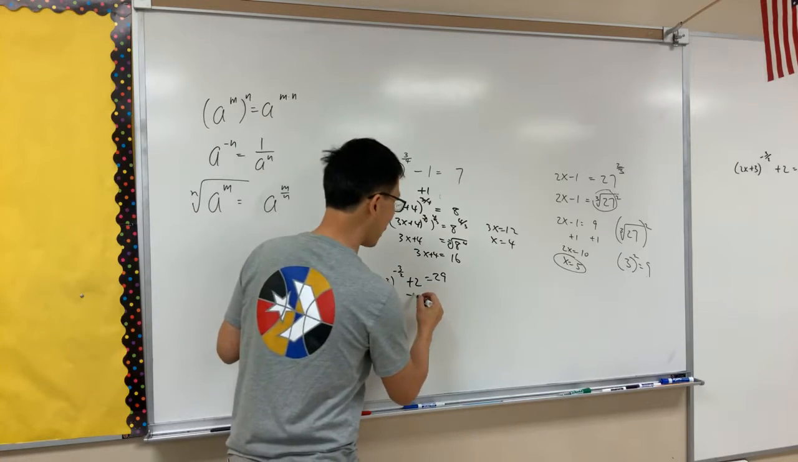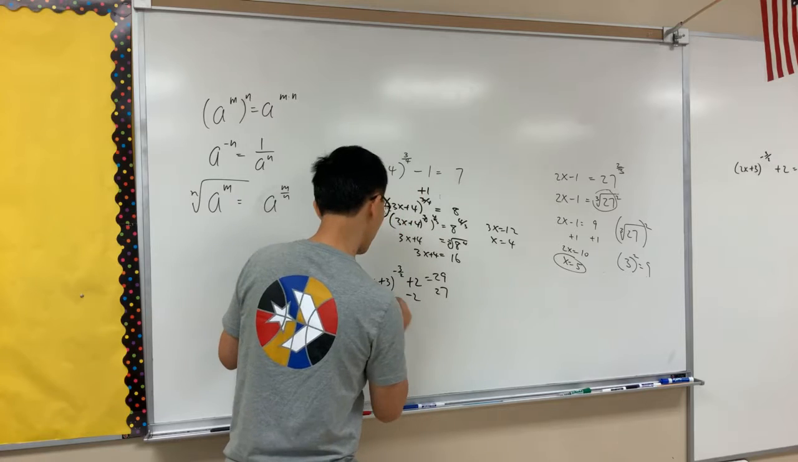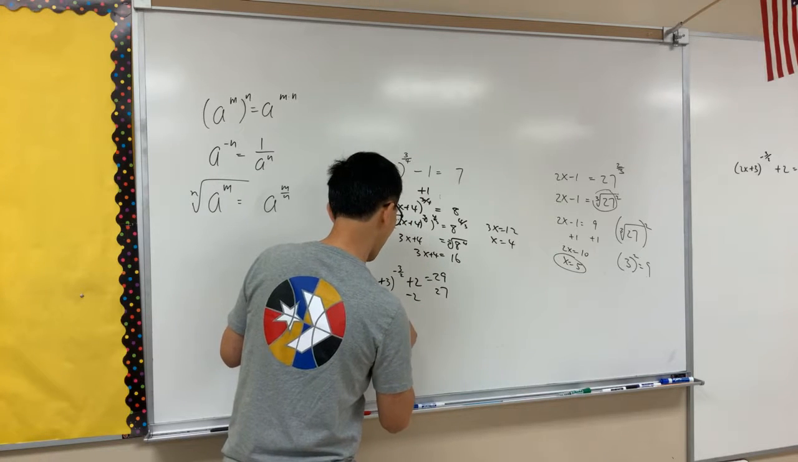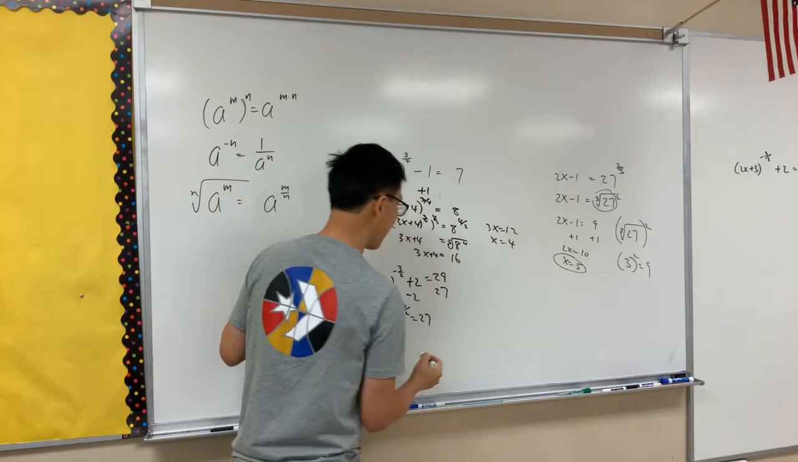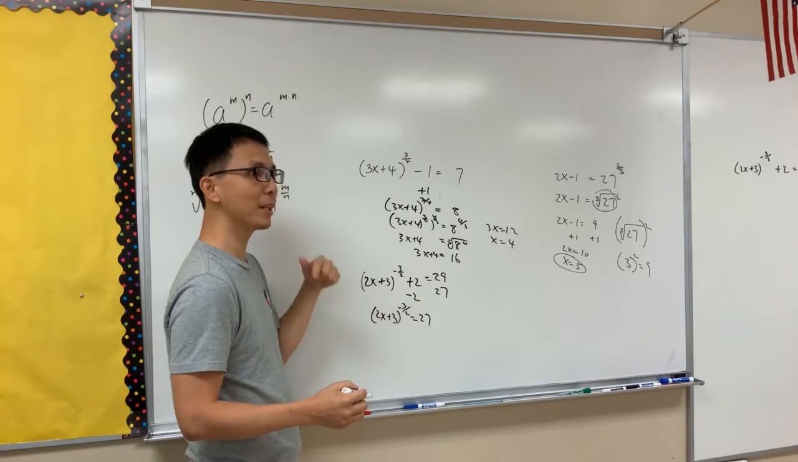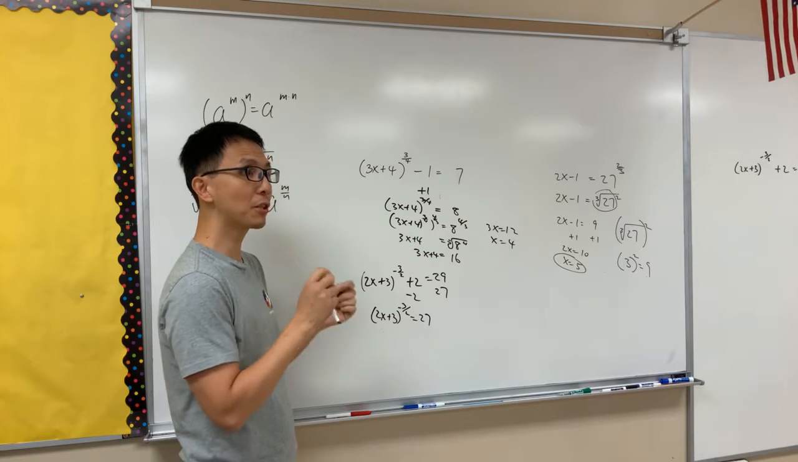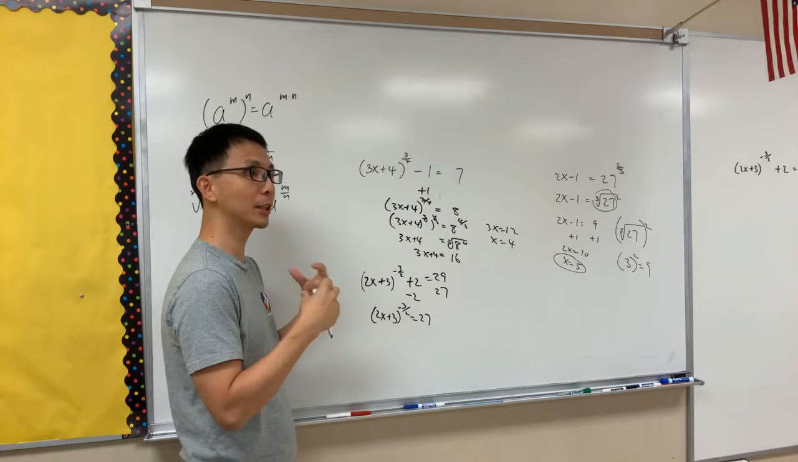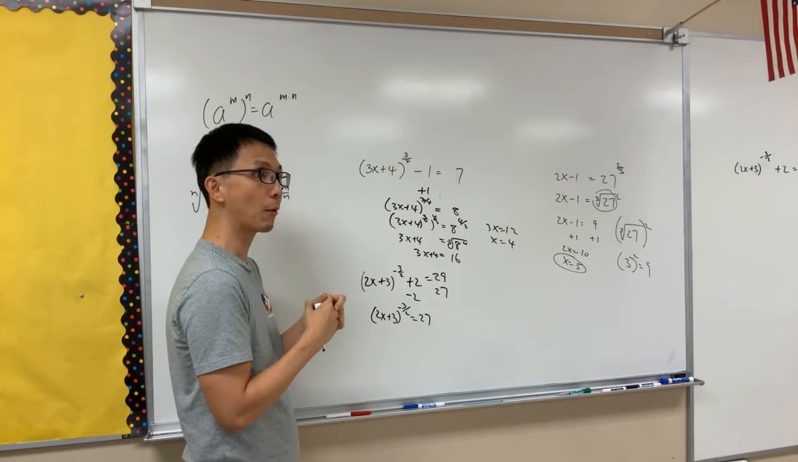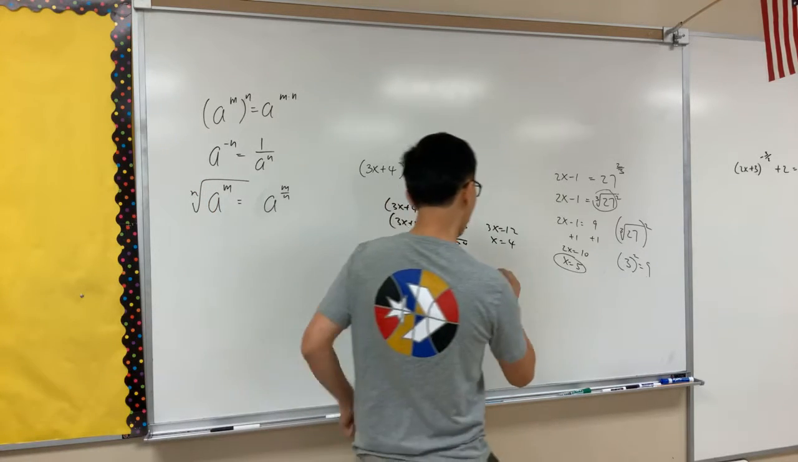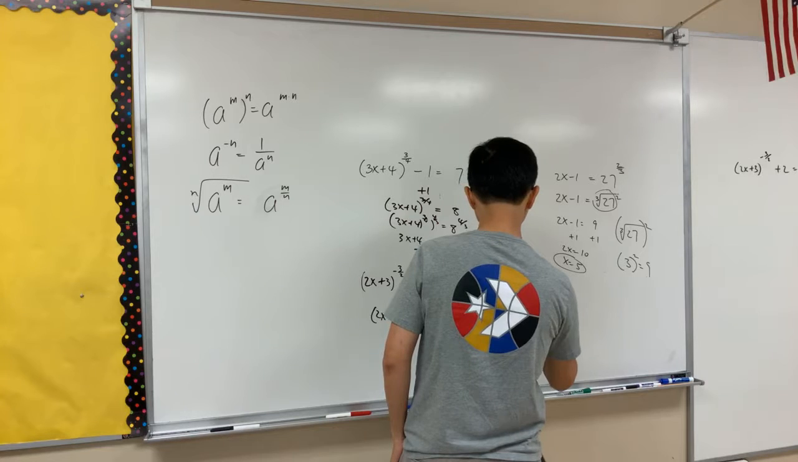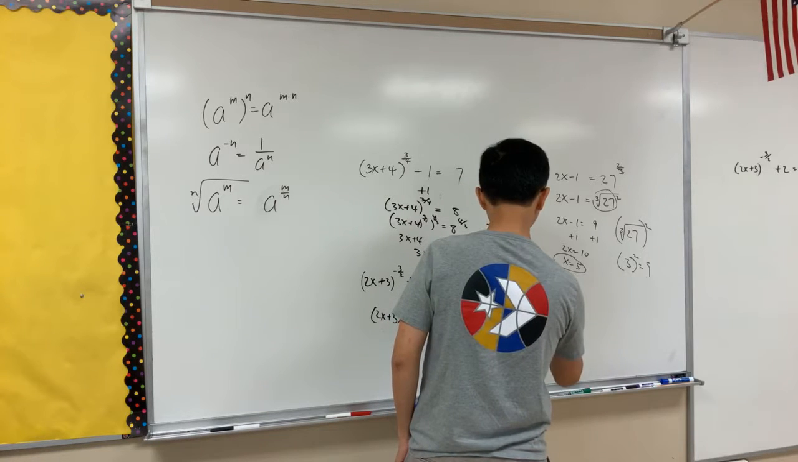I'm going to subtract 2 on both sides. I'm going to get 27. That's equal to 2x plus 3 to the negative 3 over 2. That's equal to 27. What I'm going to do is get rid of negative 3 over 2. Which number I multiply negative 3 over 2 is going to give me what? Negative 2 over 3.